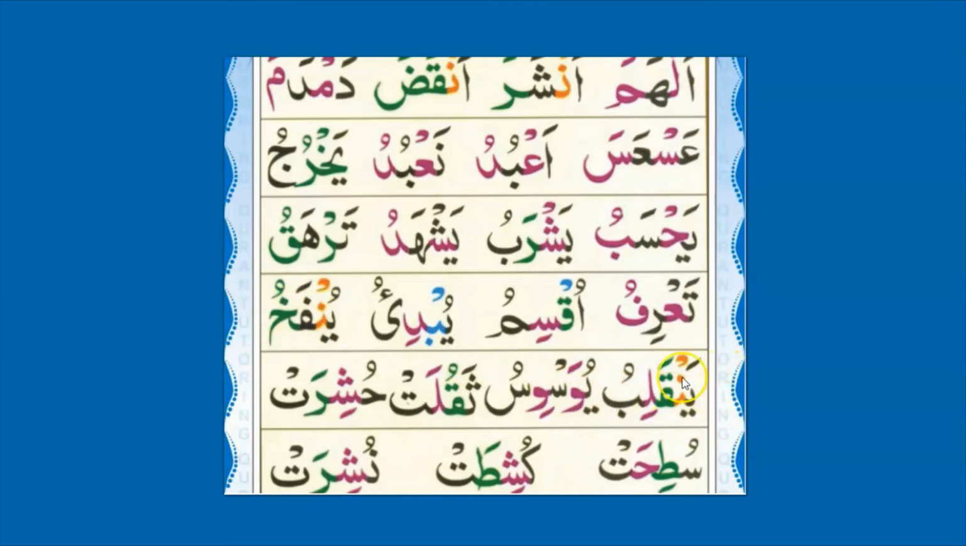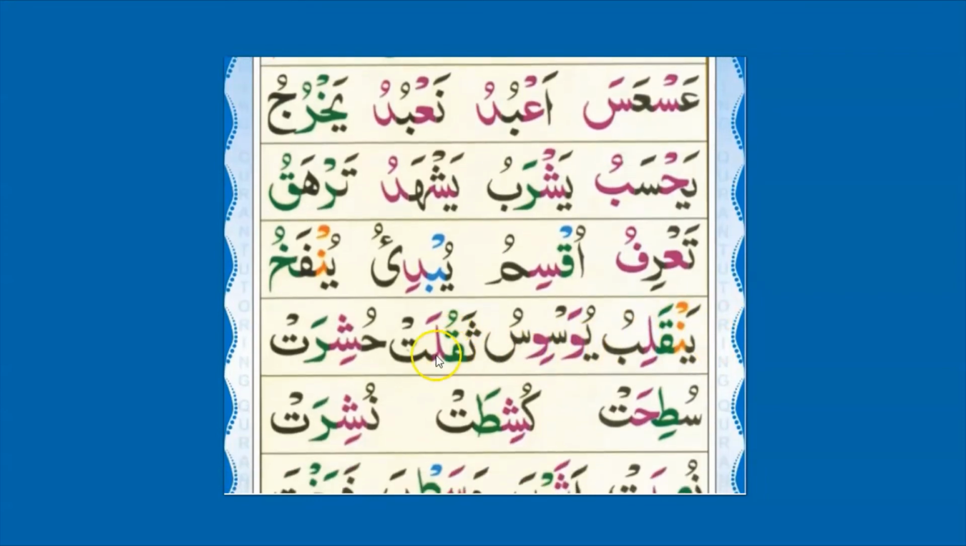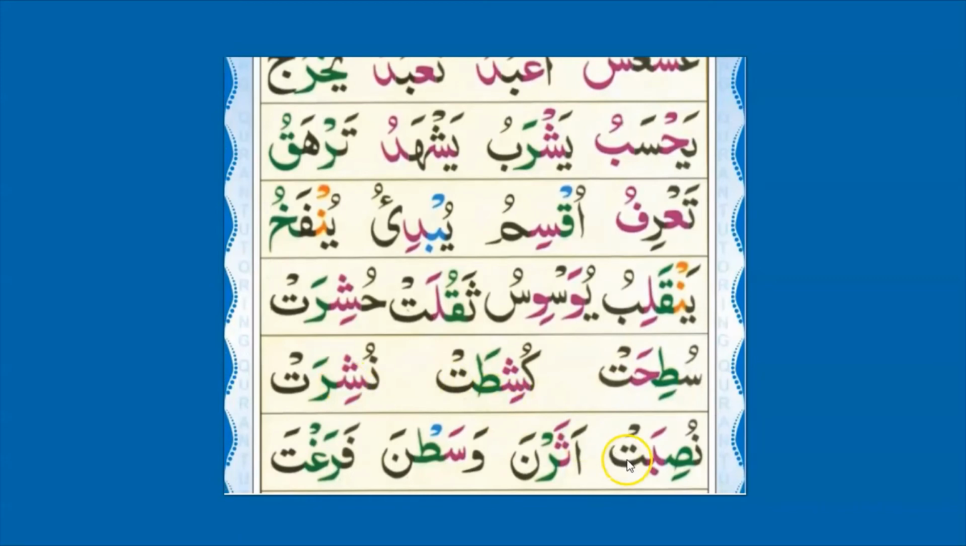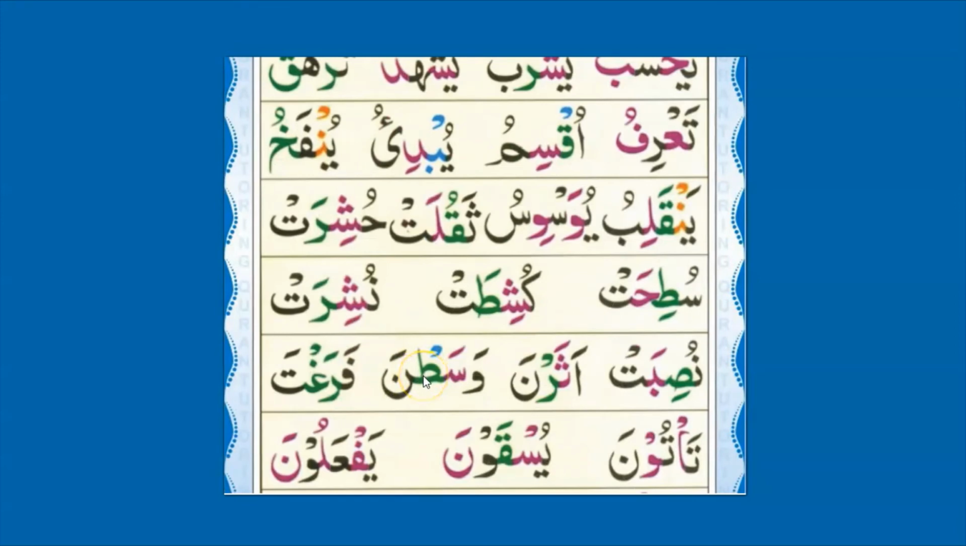Yanqalibu, the same rules. Yuwaswisu, thaqulat, hushirat, سطحت, كشطت, نشرت, نصبت, أثرن, وسطن, the same rules. قطب جد, five huruf. When they are sakin, we have to do their qalqala.